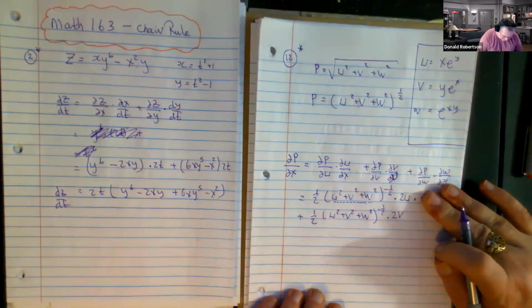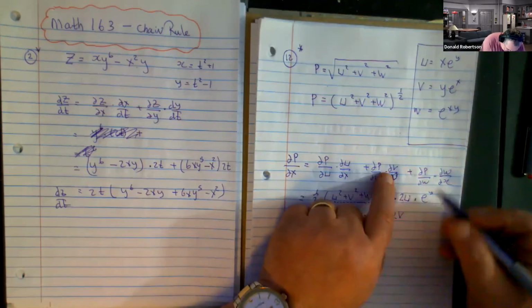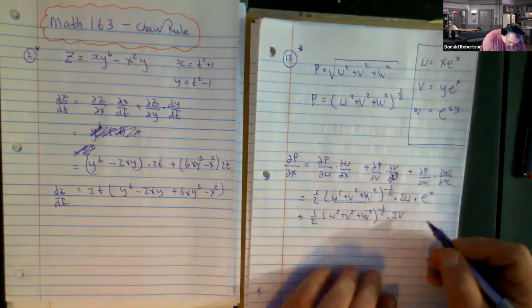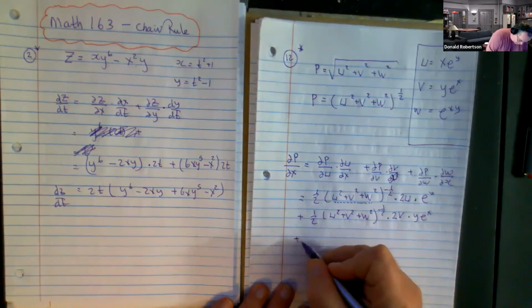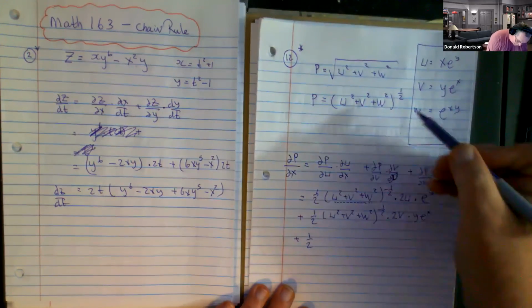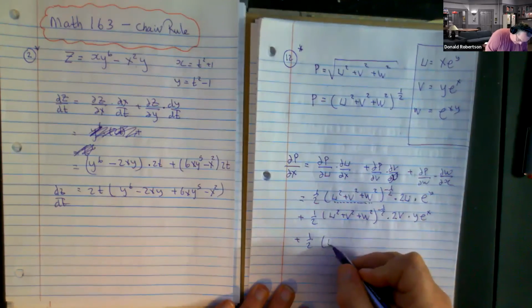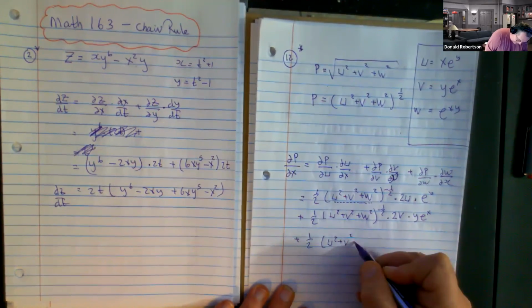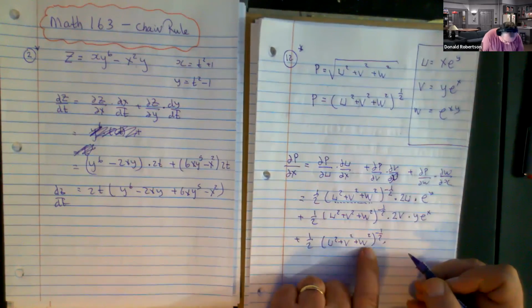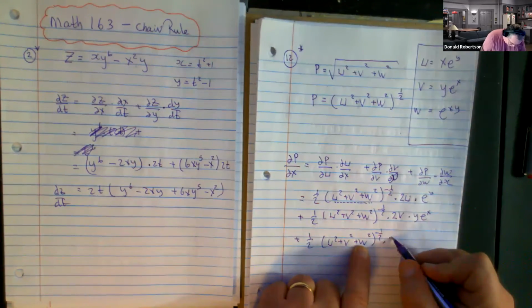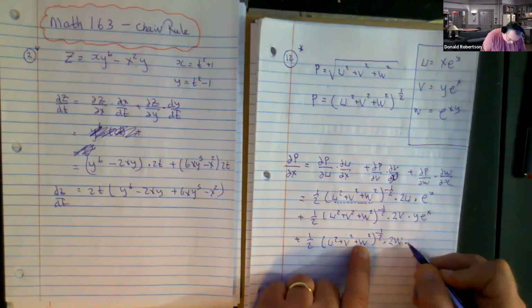Everything else is pretty much the same. And then you do this guy with respect to x, which actually is that. And then the third one is going to be with w. So you're going to get a half, all this stuff to negative a half, times the derivative of the inside function with respect to w, which gets you that.